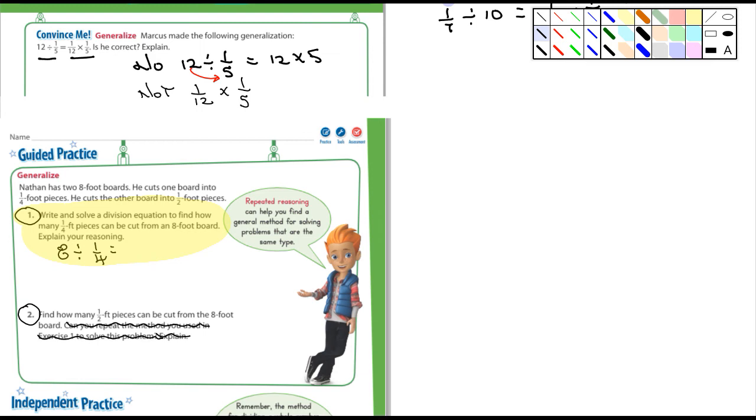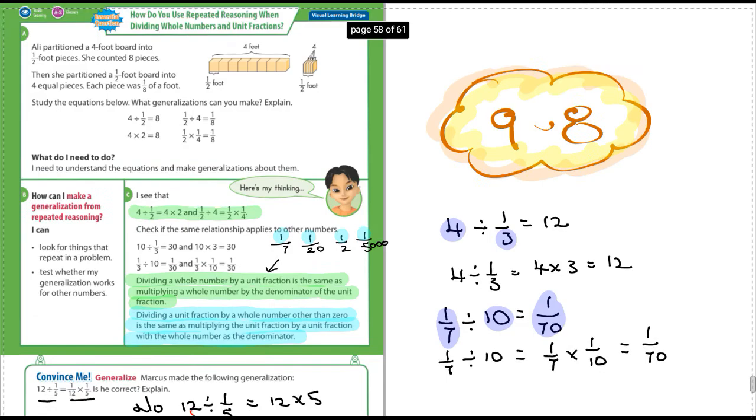All right. So all I want you to do is find out how many 1/2 foot pieces can be cut from an 8-foot board. That's the second question I'm going to ask. All right.